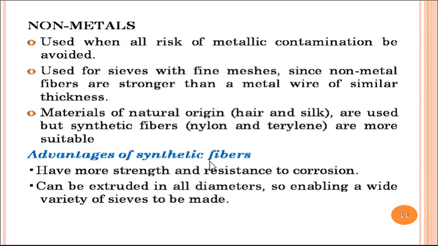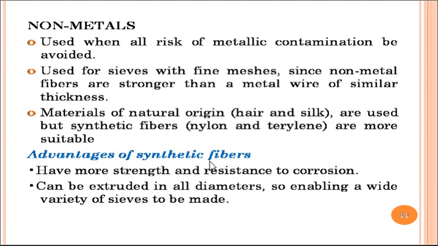When we talk about non-metals, this is one of the examples where in a few pharmaceutical processes we require avoiding metal. So we are using non-metals, used when the risk of metallic contamination is higher in pharmaceutical processing. Used for wire with fine mesh, since non-metal fibers are stronger, like rayon fiber, or you can use synthetic material. That will be one of the quite familiar non-metal materials used for construction.